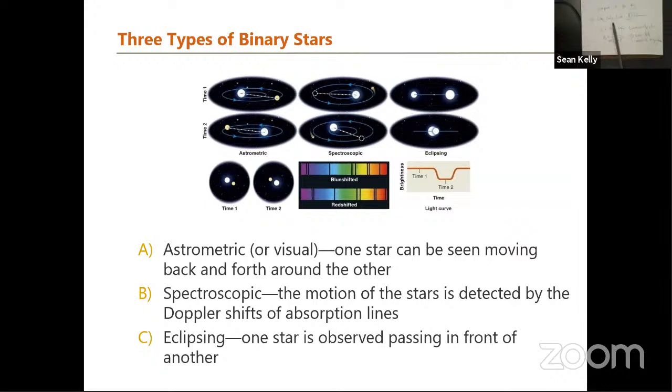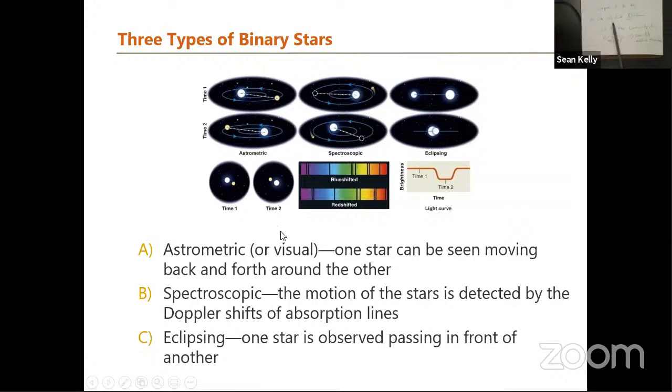And so the first one is called astrometric, right? These are called visual binaries. And the way that we look at them, we actually take pictures and then take another picture and see that they've changed position, okay? And if we can do that, then these are called astrometric binaries. They are changing position as they orbit each other.